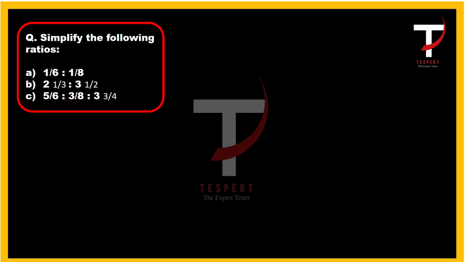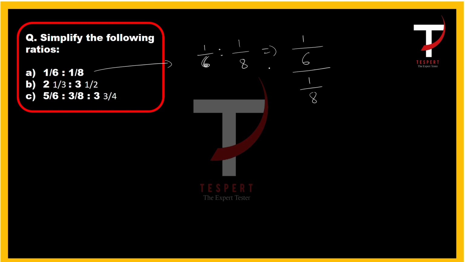So try to simplify the following ratios. The first one is 1 by 6 is to 1 by 8. So how can we solve it? What is the meaning of this? 1 by 6 is to 1 by 8 means 1 by 6 divided by 1 by 8, right?